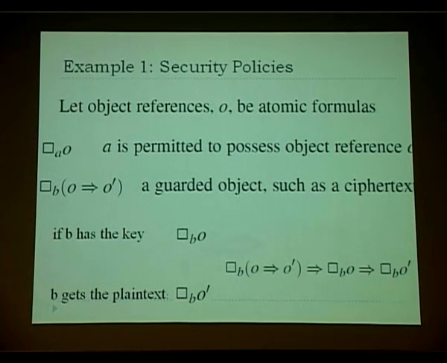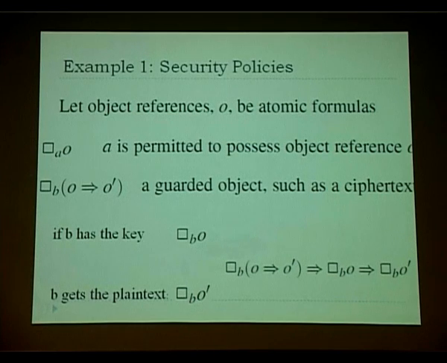Well, let's say I have O implies O prime. In order to get to O prime, I need O. Okay? So if you want to think of it this way, you can think of it as a ciphertext, where O prime is the plain text which has been encrypted with the key O. Right? And when I put a box B around it, that says that B is permitted to have access to this ciphertext. Right? And the principles of the modal logic are really nice.